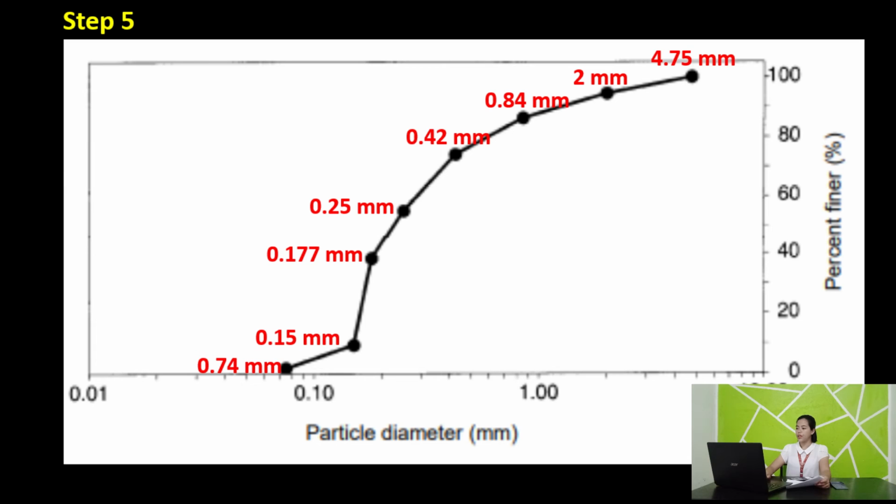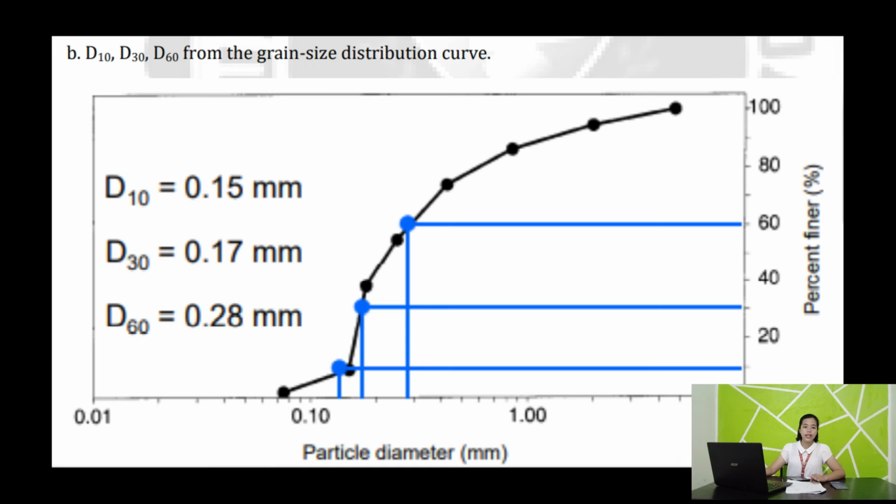So, here it is, 94.51, is it right here? After drawing the distribution curve, we get D10, D30, and D60. We will use these later to solve the uniformity coefficient or coefficient of gradation.